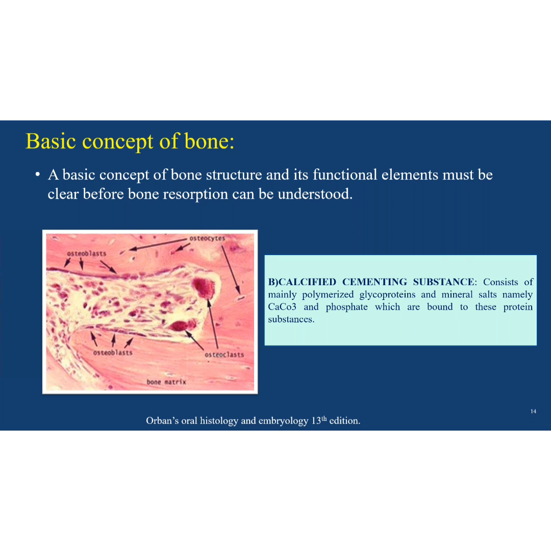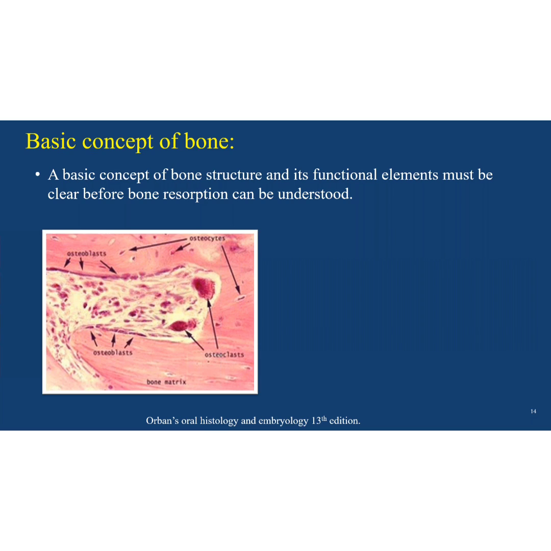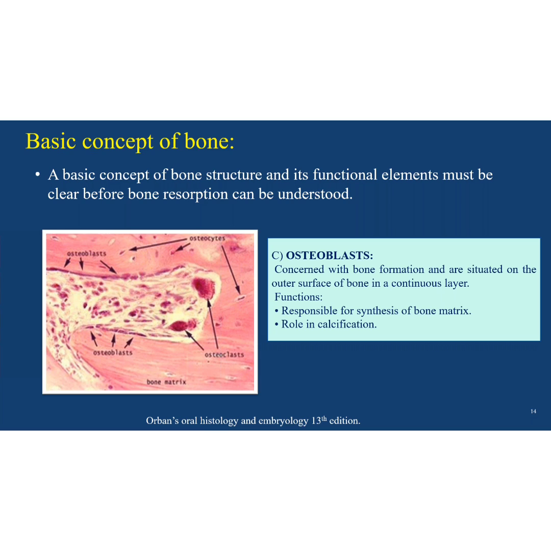Calcified cementing substance is nothing but the osteoid matrix, which is composed of polymerized glycoproteins and mineral salts, namely calcium carbonate and phosphate, which are bound to these protein substances. Osteoblasts are concerned with bone formation and are situated on the outer surface of the bone in a continuous layer. The functions of osteoblasts: they are responsible for synthesis of bony matrix and have a role in calcification.